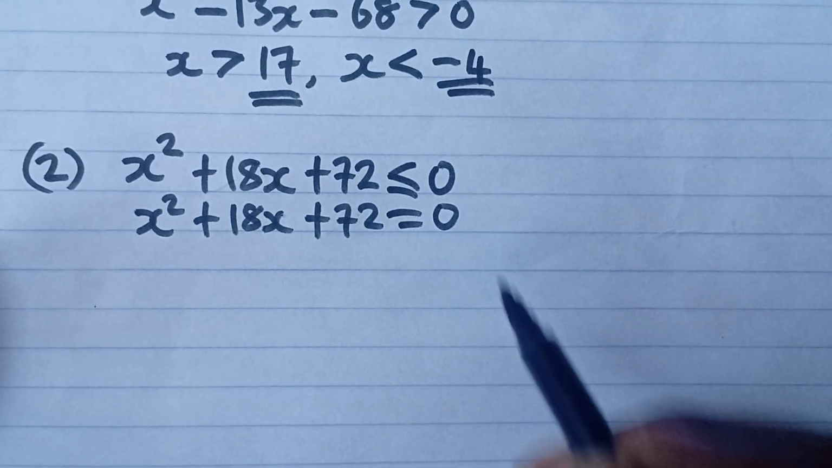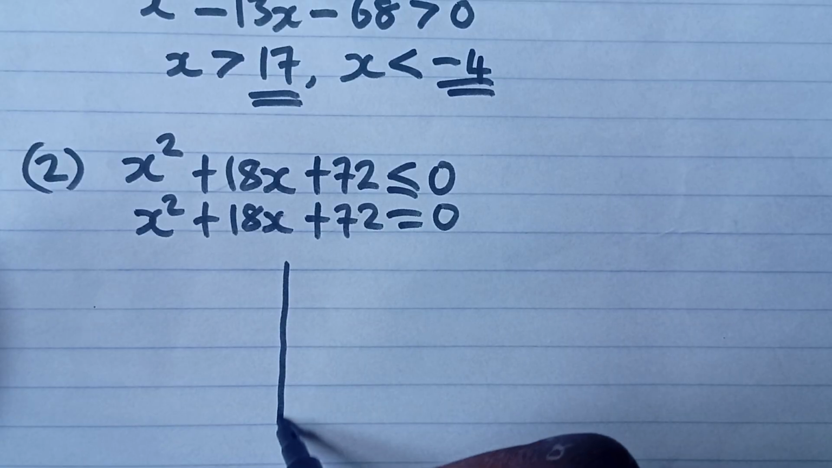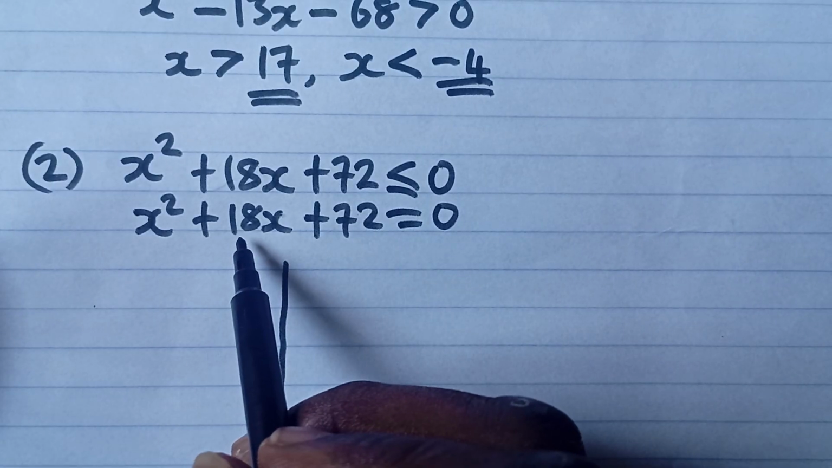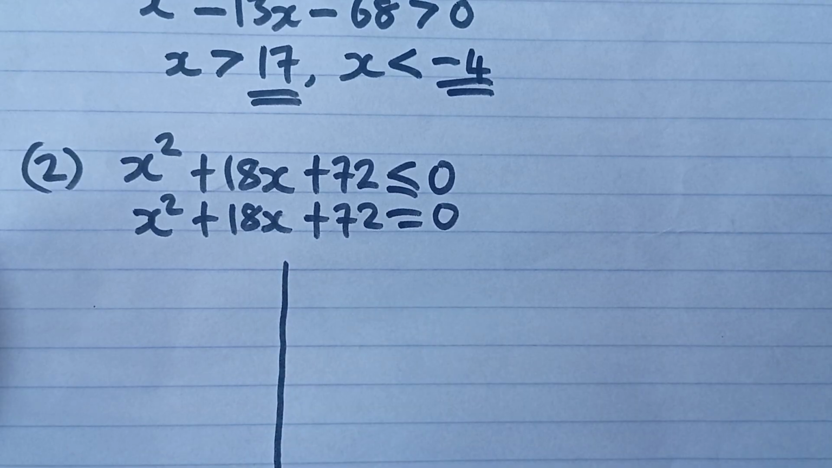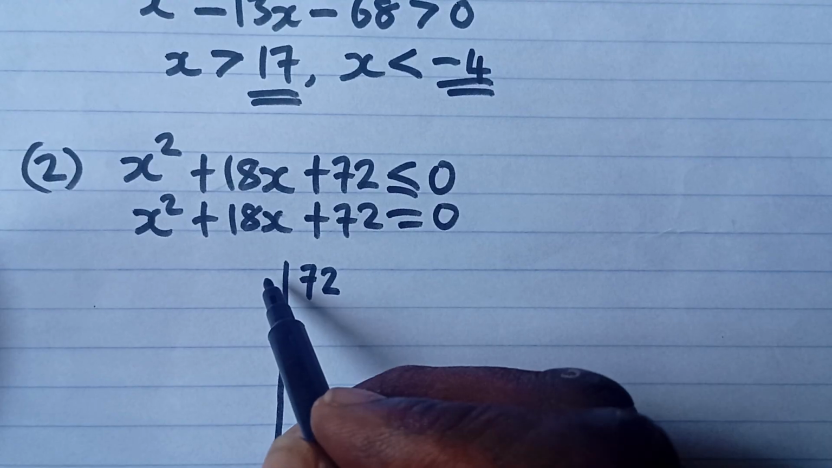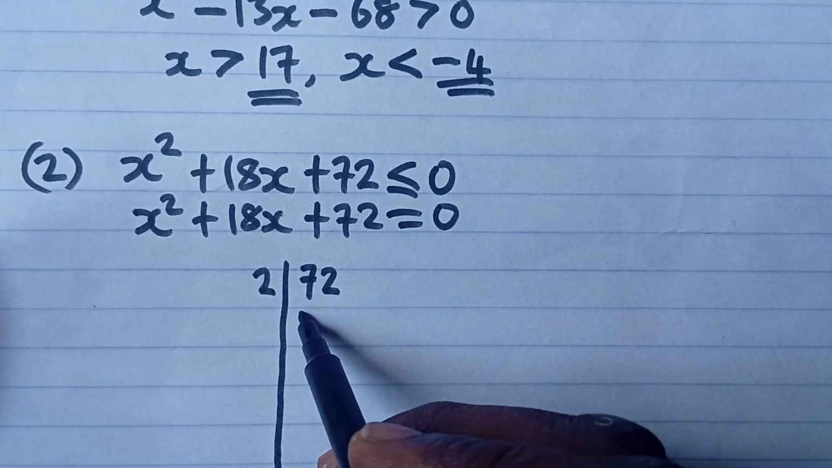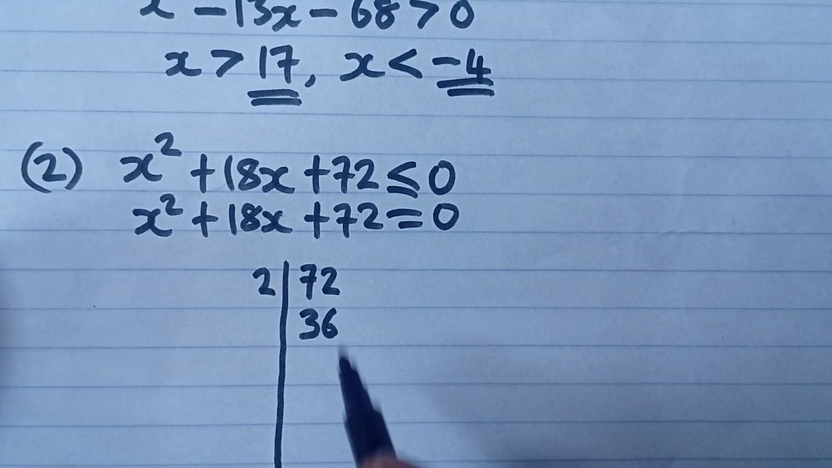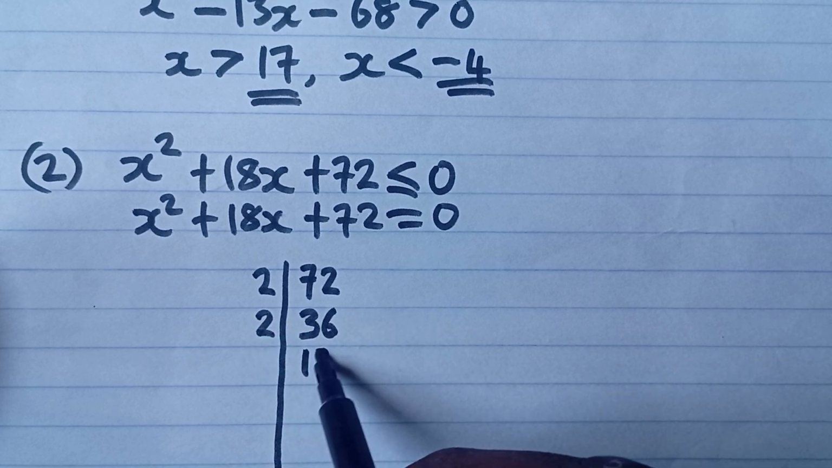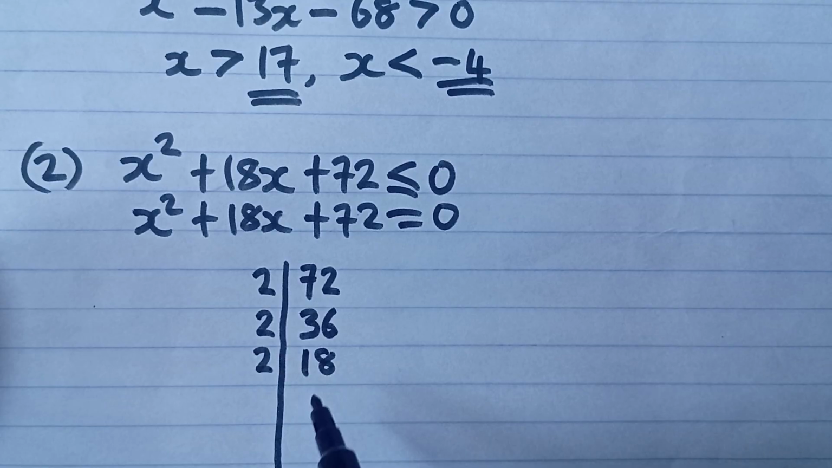Is equal to 0. And then we look for two factors so that when we multiply the factors, we have 72, and when we add them, we have 18. So what we do, we say 72, and then we say 72 divided by 2, that will give us 36. Then 36 divided by 2 will give us 18. 18 divided by 2 will give us 9. 9 divided by 3 will give us 3. And 3 divided by 3 will give us 1.